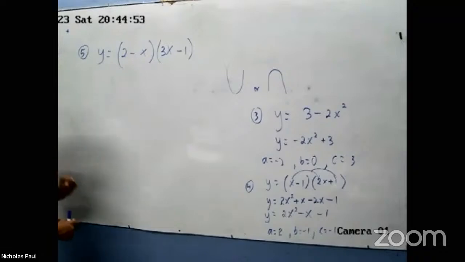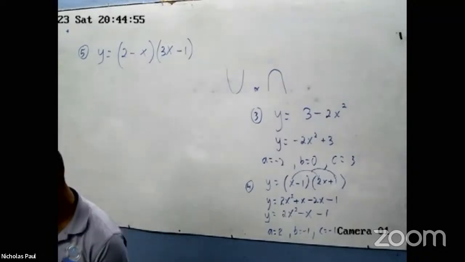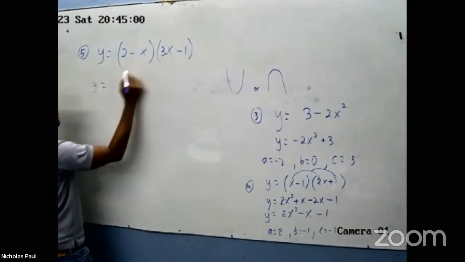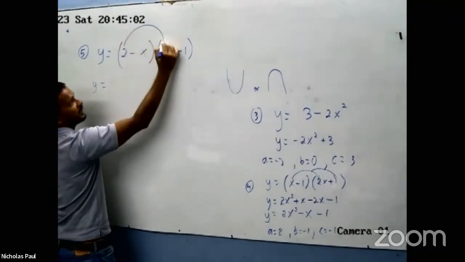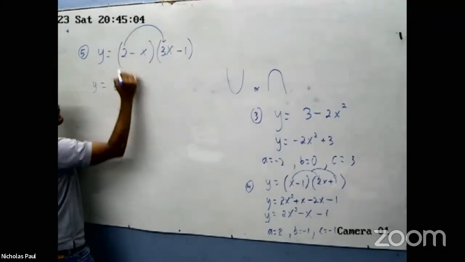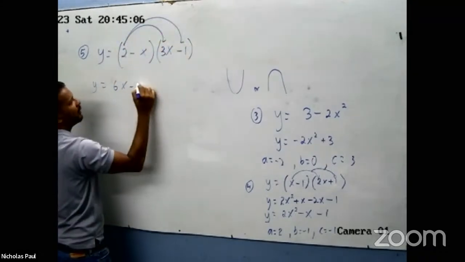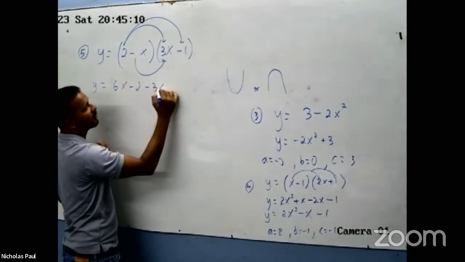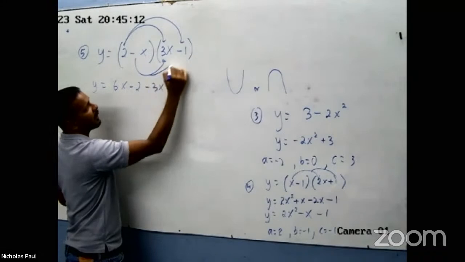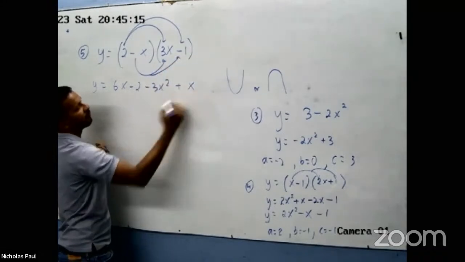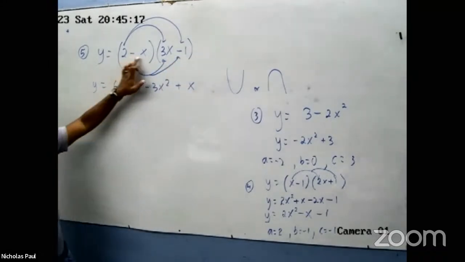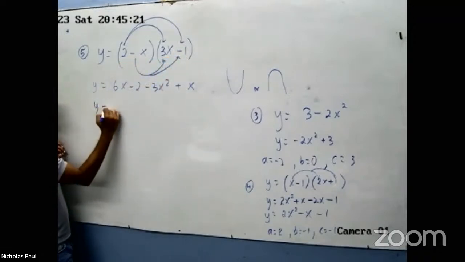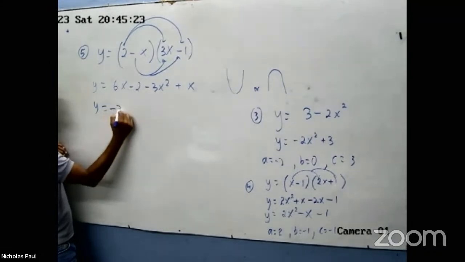All right, I'll give all of you a chance, right? So let's see. y is equal to 2 by 3x, so it's 2 by this, that's 6x. 2 by minus 1, that's minus 2. Minus x by this, minus x by minus 1, plus. Okay, rearrange it. Bring the x squared first.